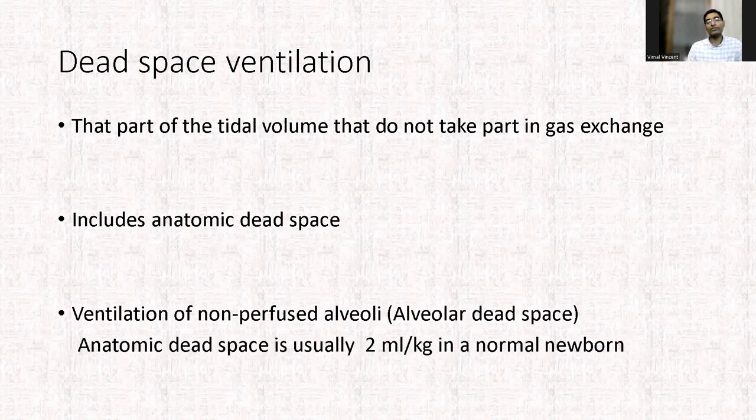Now, the anatomic dead space is usually 2 ml per kg in a normal newborn. The significance of dead space ventilation comes when you ventilate an extremely low birth weight baby. When you intubate this baby, you should cut the ET tube as short as possible to reduce the anatomic dead space. Because in these babies we will be ventilating at around 5 ml per kg, and out of that 5 ml per kg, 2 ml per kg will be the dead space, and only 3 ml per kg will be participating in gas exchange. So we have to decrease the dead space as much as possible.